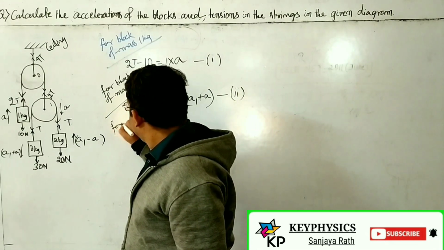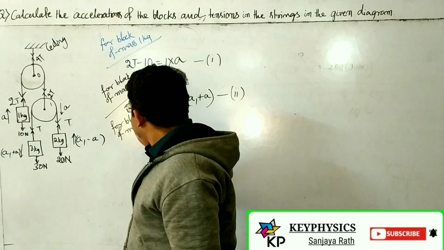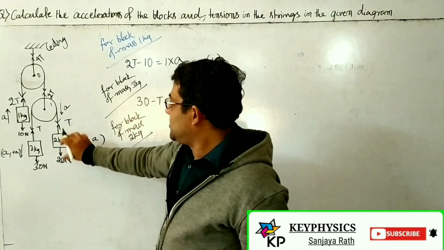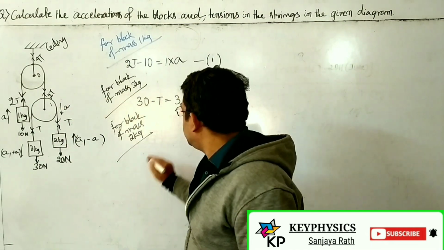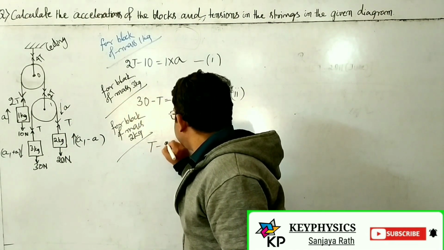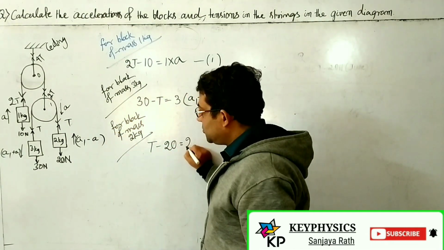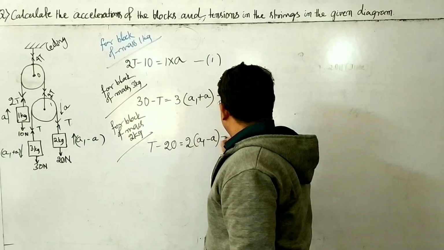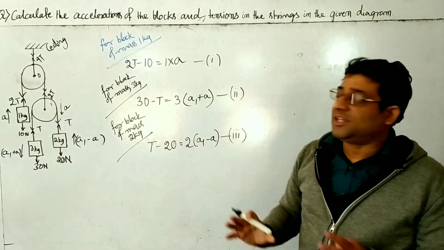Now for the block of mass 2 kg, we are writing: this 2 kg block is going up, so tension must be greater than 20 Newton. So I am writing T minus 20 is equal to mass of the block 2 multiplied by A1 minus A.